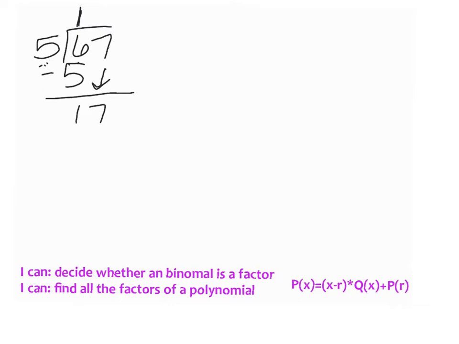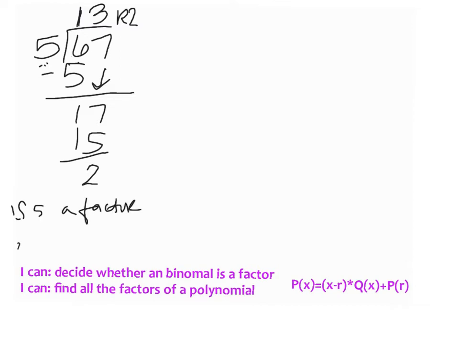And then you would ask, how many times does 5 go into 17? And the answer would be 3. 5 times 3 is 15. 2 was here, and there's nothing else to bring down. So then you would say remainder 2. Okay, hopefully you remember that. So if I asked you, is 5 a factor of 67? You would say no, and hopefully you would say no because there's a remainder.